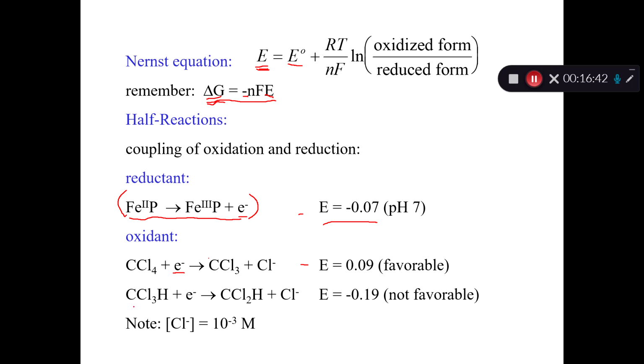But if instead I try to couple it with chloroform being reduced down to dichloro radical, again this is a radical, that has a redox potential of -0.19 volts, so I add -0.19 to -0.07, I get -0.26, that's not favorable. That's not going to happen, that's not going to be a spontaneous reaction, it's not going to go forward. So all I have to do is compare the redox potentials of the two half reactions. I can add and subtract them to figure out whether the overall redox potential of the combined two half reactions, the whole reaction, is favorable.